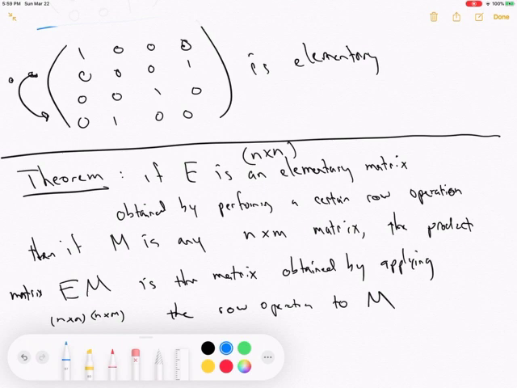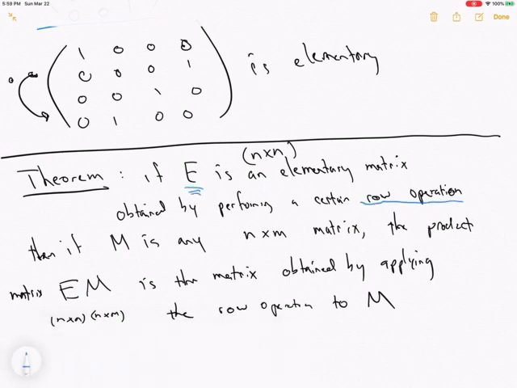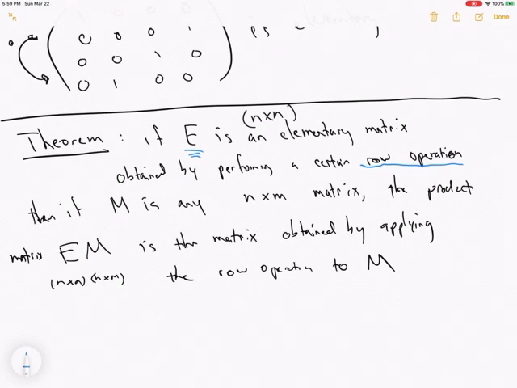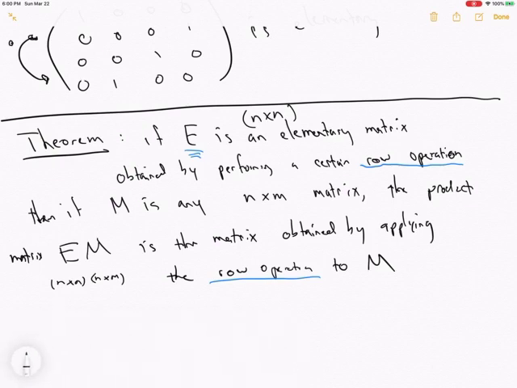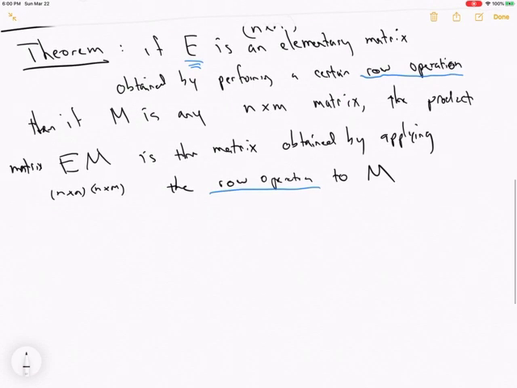So by definition, E is elementary, so it comes from a certain elementary row operation. And then multiplication by E is the same thing as just performing that row operation, so the same row operation applied to M. So this sort of allows us to give an interpretation of multiplication. Matrix multiplication is very strange. But that's just how it goes.